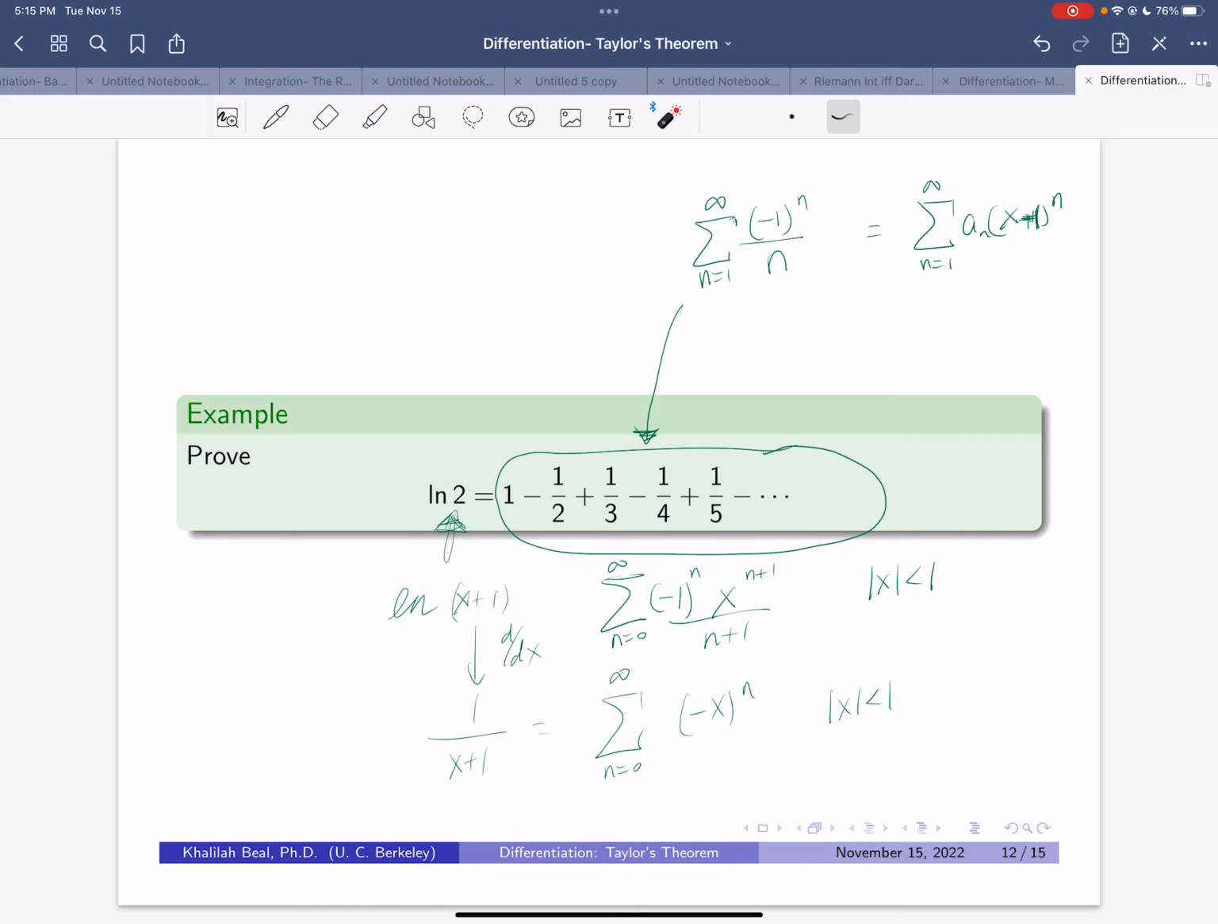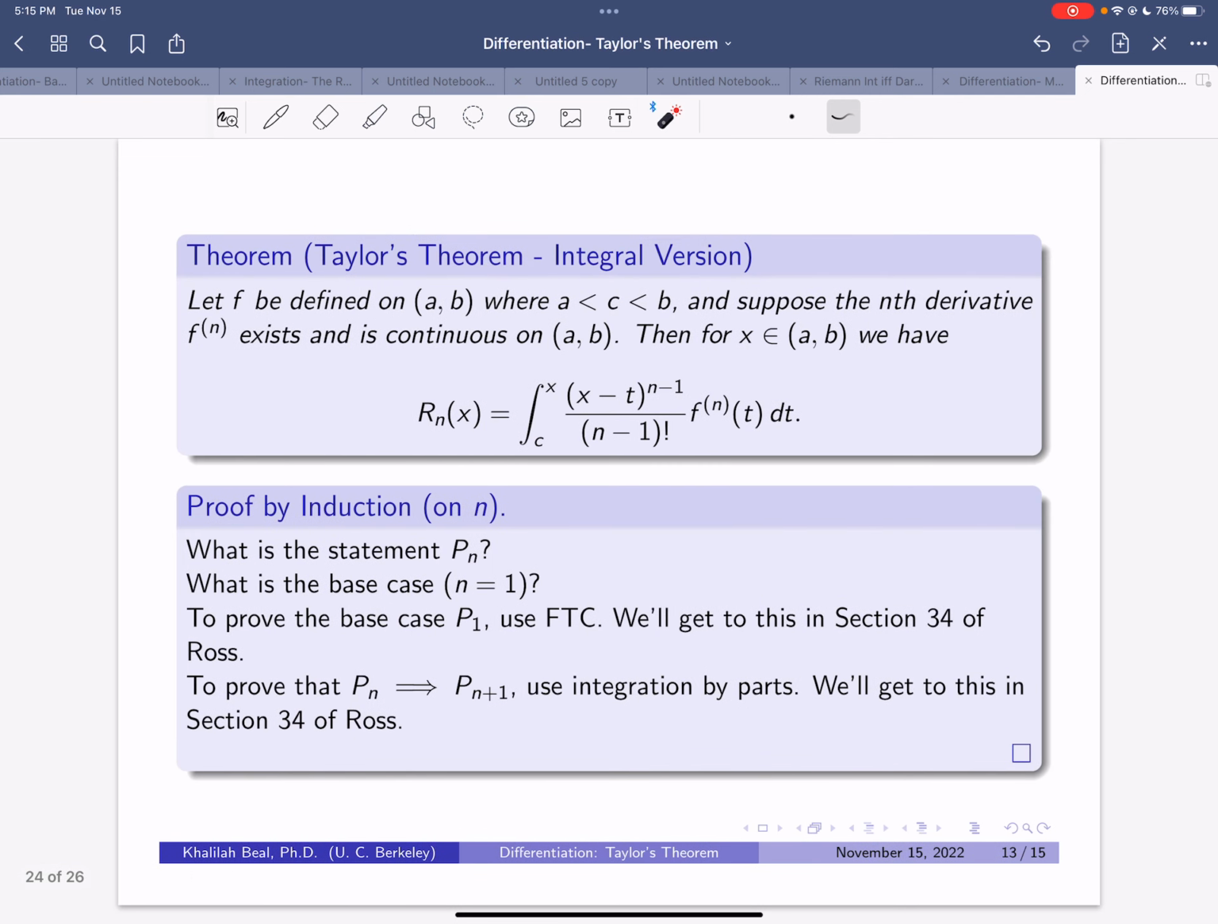Okay, and I think there's a thorough write-up of that example in Ross. So I will refer you to Ross. Make sure you read through the details of working that out in Ross. All right, so let's see here.